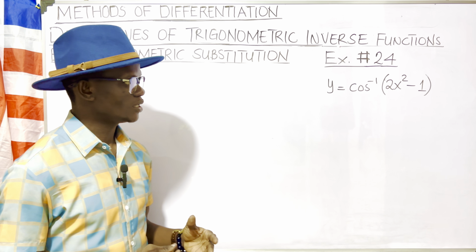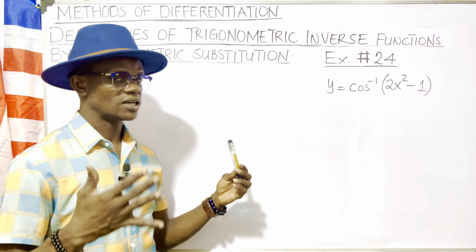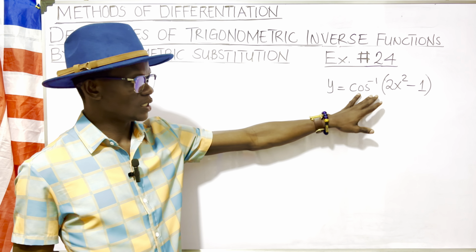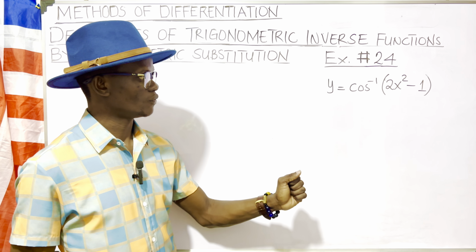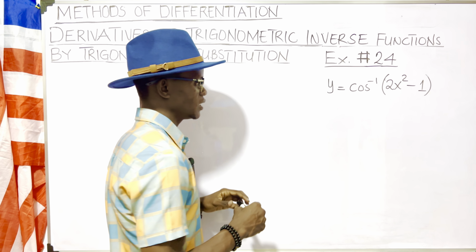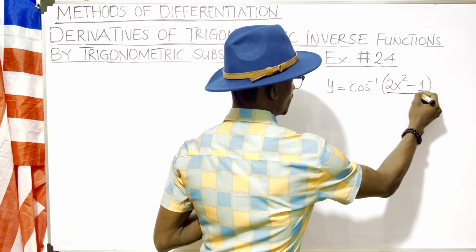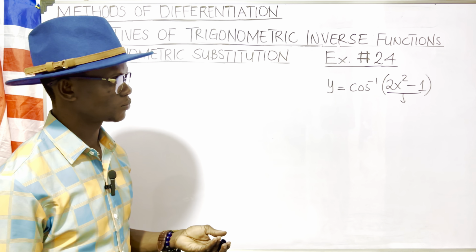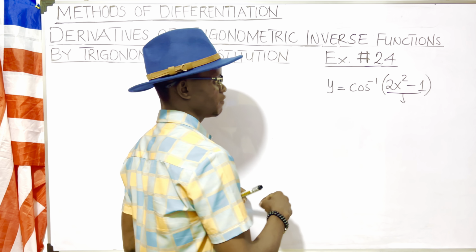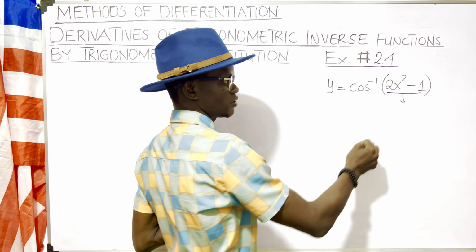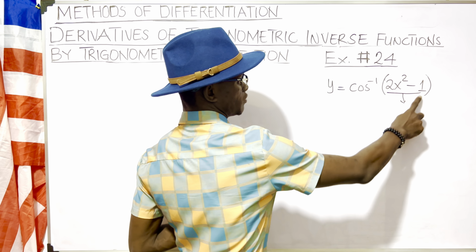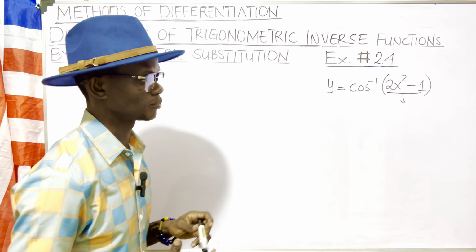The question says y equals the cos inverse of 2x squared minus 1. How can we find the derivative of this using trig inverse function? Our target is to ensure that what is within here is rewritten in terms of cos. So we must find a substitution for x such that if we replace x with that trig function, this entire expression will lead us to cos.